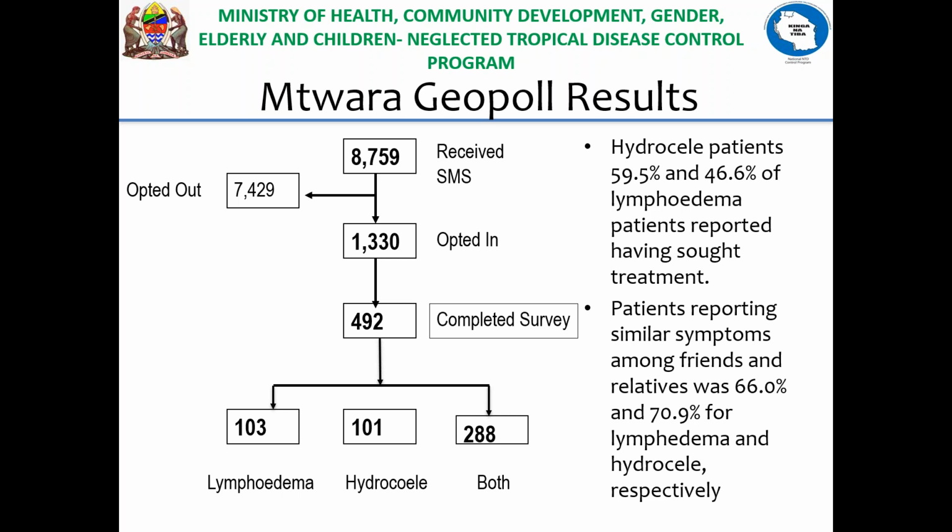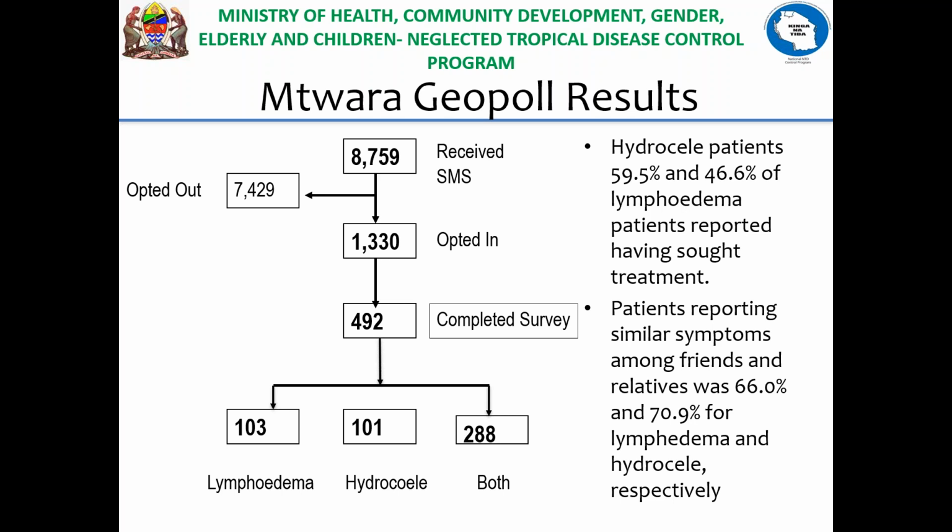First of all, I have to say this was self-reporting. Out of them, 103 reported to have lymphedema, while 101 reported to have hydrocele, and those with both were 288. So this is just a chart of what came out of the study. And hydrocele patients were 59.5%, and 46 of them had lymphedema. I think you can see from the chart which we have presented.